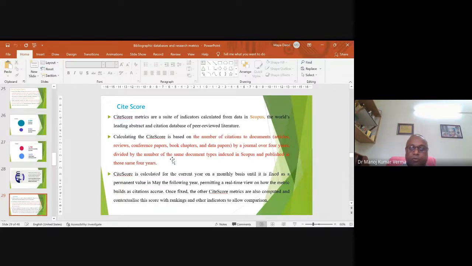Calculating CiteScore is based on the number of citations of documents, such as articles, reviews, conference papers, book chapters, and data papers, by a journal over 4 years, divided by the number of the same document types indexed in Scopus and published in those same 4 years. That is the CiteScore.